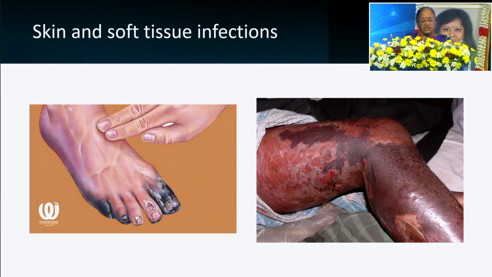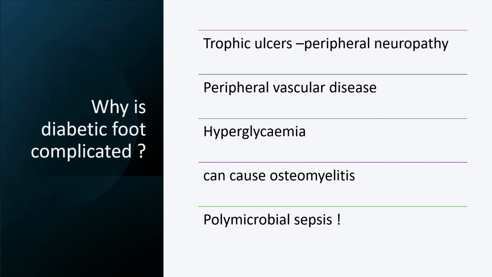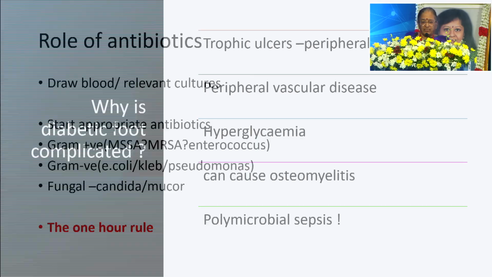Madam talked about skin and soft tissue infections. We all know about gangrene. We all know about necrotizing fasciitis, which are major sources of sepsis in diabetics. Why is it? That also she has explained: peripheral neuropathy, peripheral vascular disease, hyperglycemia, causing osteomyelitis and polymicrobial sepsis.